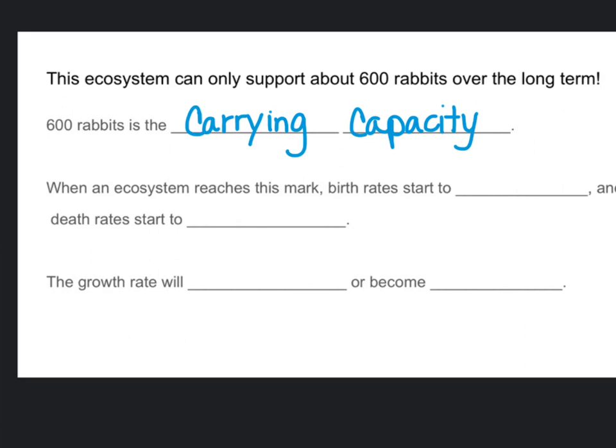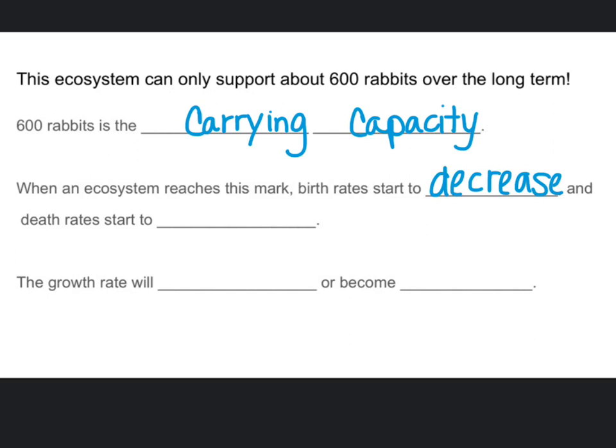And when an ecosystem gets to the point of carrying capacity, you know what happens to birth rates? Well, they start to decline. They start to decrease. And while the birth rate starts to decrease, you know what happens to the death rate? That's right, the death rate starts to increase. Remember, we've talked about in the past that fertility is linked to being well-nourished, to being in optimal health, to living in those optimal conditions. So, you know, maybe if there aren't quite enough calories, you don't have as big a litters. Or maybe not all your babies make it. Maybe some of them starve to death.